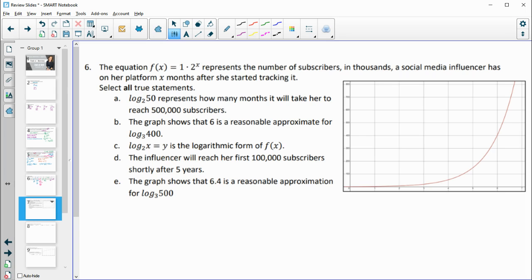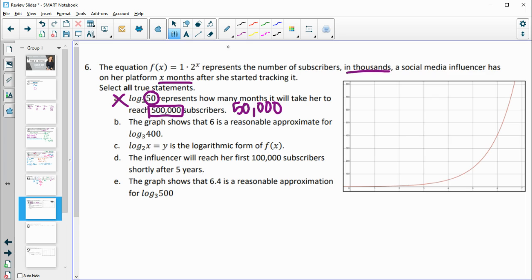Number 6, the equation 1 times 2 to the x represents the number of subscribers in thousands a social media influencer has on her platform x months after she started tracking it. Select all true statements. So log base 2 of 50 represents how many months it will take her to reach 500,000 subscribers. So remember, this is equal to the output. Okay, so 50,000, not 500,000. So this actually represents 50,000 subscribers, how long it'll take her to get 50,000 subscribers.